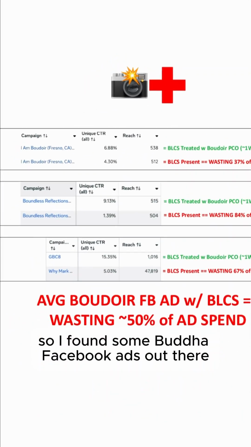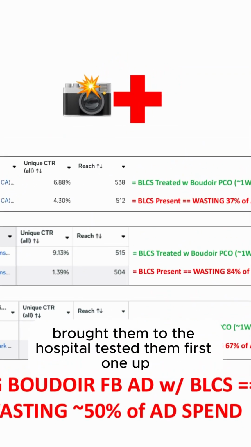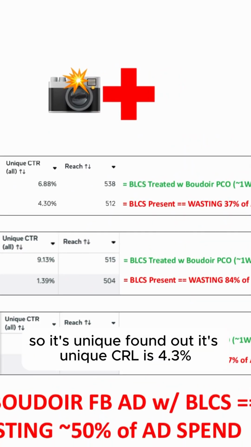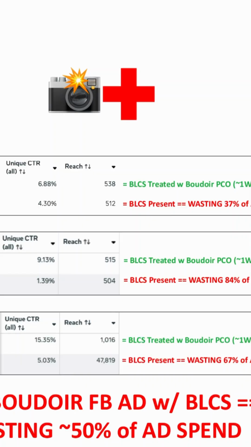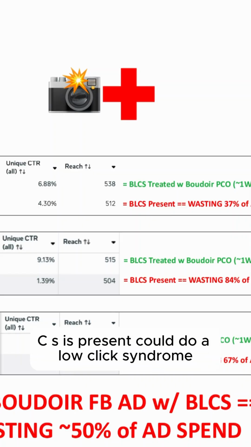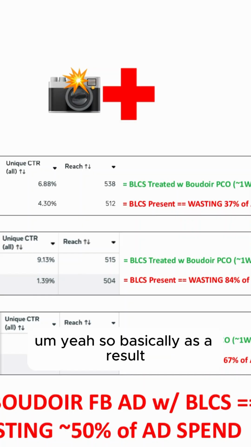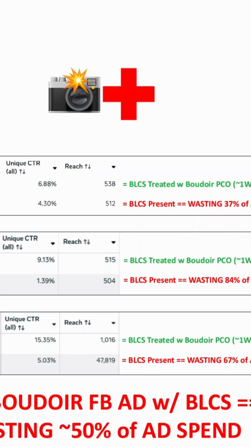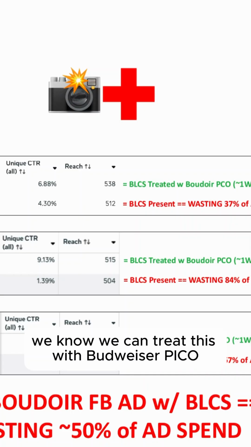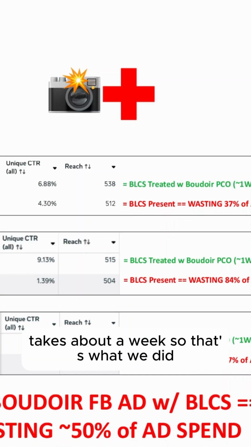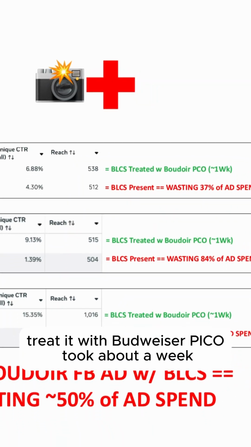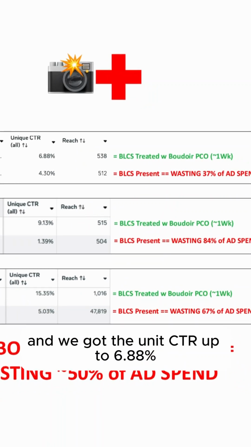So I found some Boudoir Facebook ads out there, brought them to the hospital, tested them. First one up, found out its unique CTR is 4.3%. So I discovered that BLCS is present, Boudoir low click syndrome. And as a result, we know we can treat this with Boudoir Pico. Takes about a week. So that's what we did. Treat it with Boudoir Pico, took about a week. We got the unique CTR up to 6.88%.